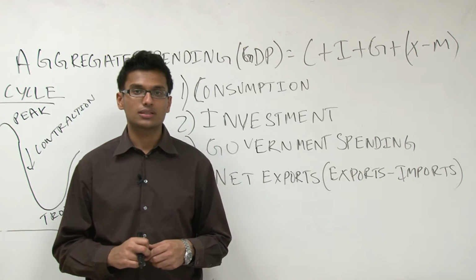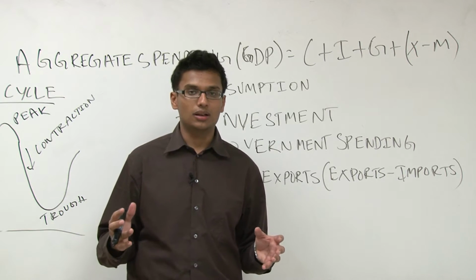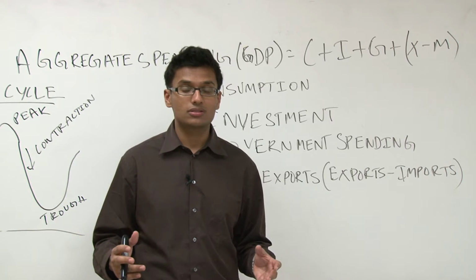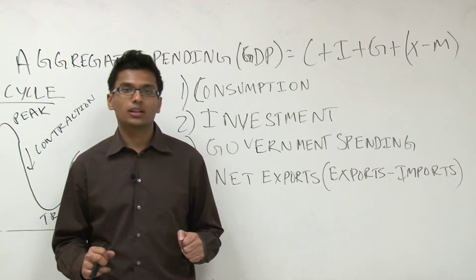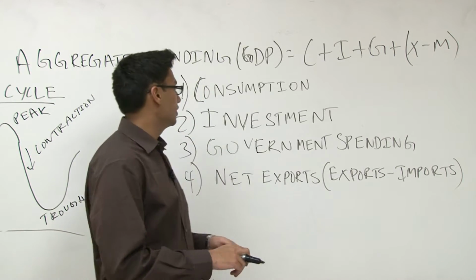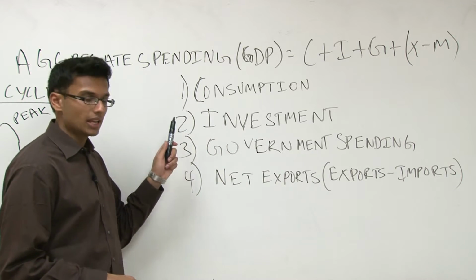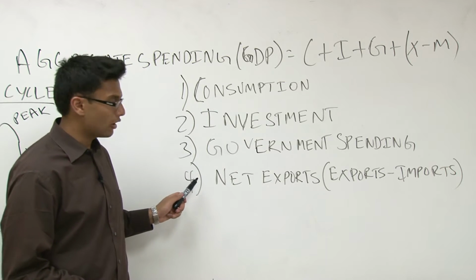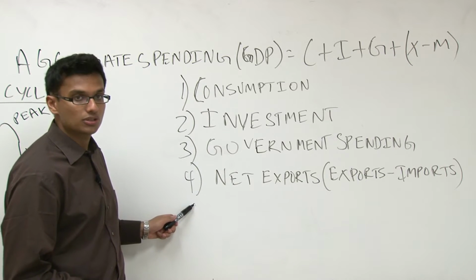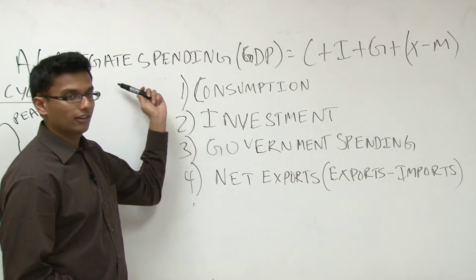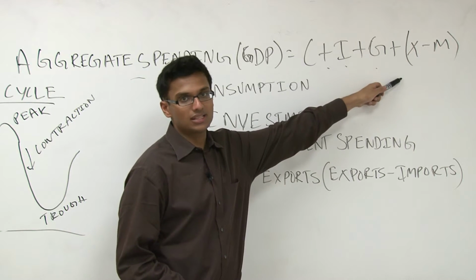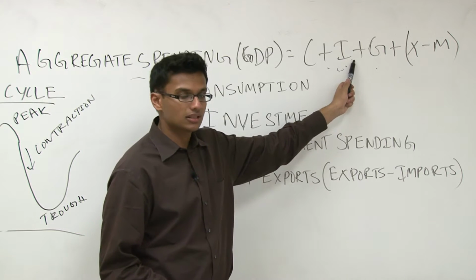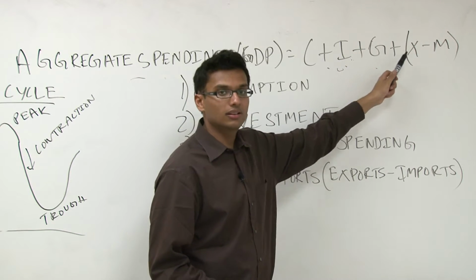The question was, what are the four components of aggregate spending, or GDP? They're the same thing. And the answer is as follows. First one is consumption, second is investment, third is government spending, and fourth is net exports. So GDP, or aggregate spending, is equivalent to C plus I plus G plus X minus M. Consumption, investment, government spending, net exports.